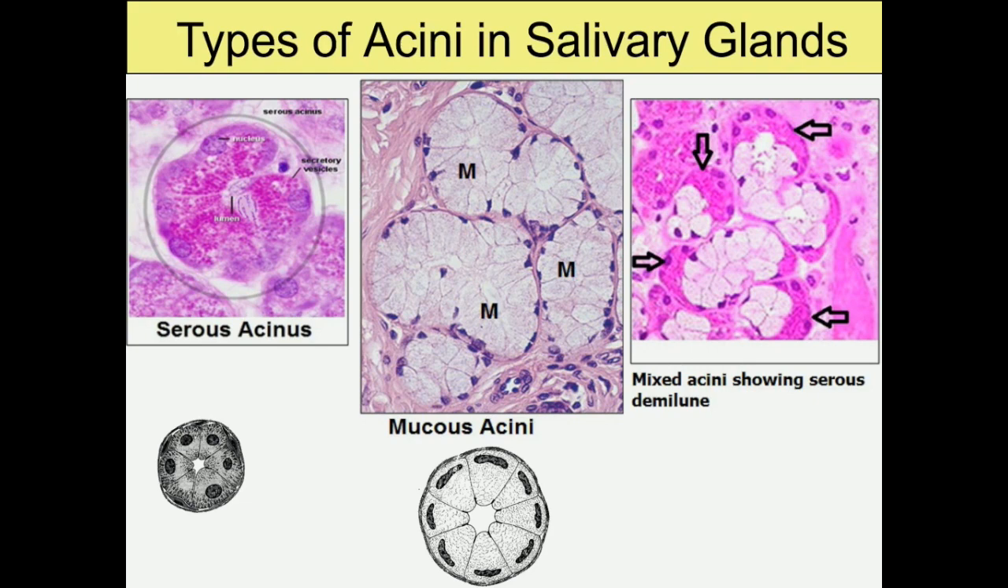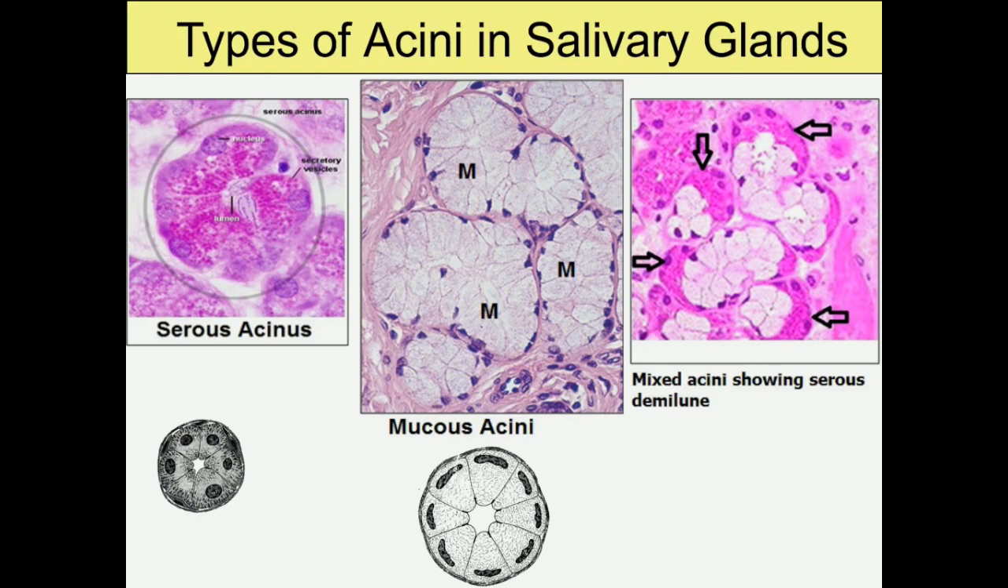Here, the position of the nucleus is basal. We have apical secretory acidophilic granules. Here we have vacuolated cytoplasm. So, by just looking for the shape of the nucleus and the appearance of the cytoplasm, you can differentiate between the mucus and the serous.